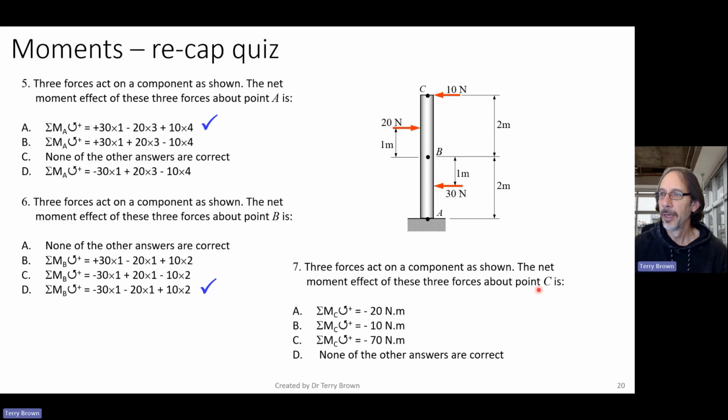So last one, looking now at point C, calculate the final number, and hopefully you get minus 70 Newton meters. So here, the 10 passes through point C, so no moment from that one. 20 times 1 anti-clockwise, so that's 20, and 30 times 3 will be 90 in the negative direction, so minus 90 plus 20 is minus 70 Newton meters.